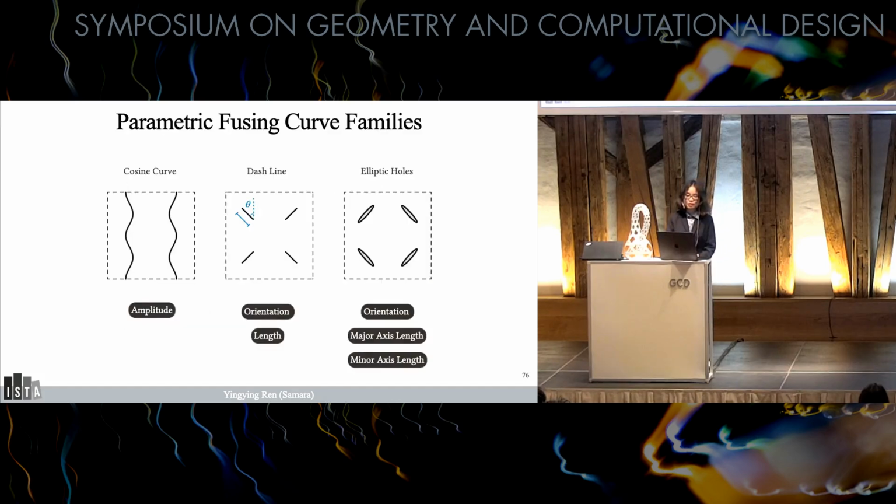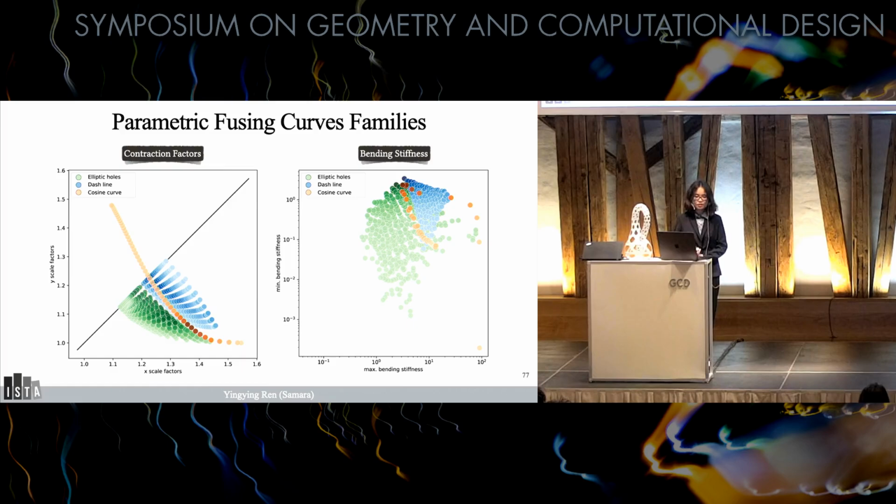We can similarly parameterize other patterns using their geometric features and then sample parameters along each dimension to create a database of fusing curve families. Here's the visualization of the contraction factors and bending stiffness properties of the three pattern families that we have seen before. Again, the parallel tubes have an extremely anisotropic contraction behavior and bending stiffness. But now we also have data on a much larger set of patterns, and we can employ this material property database in the inverse design optimization.